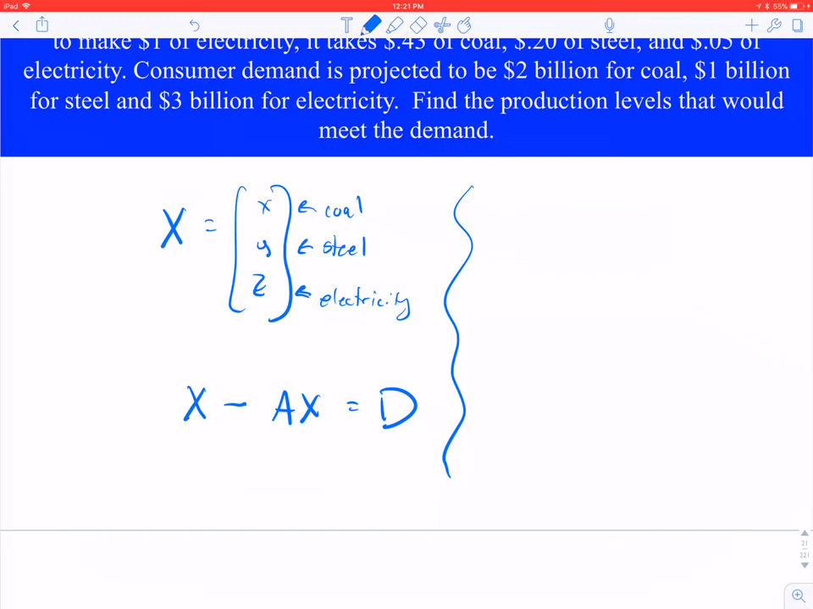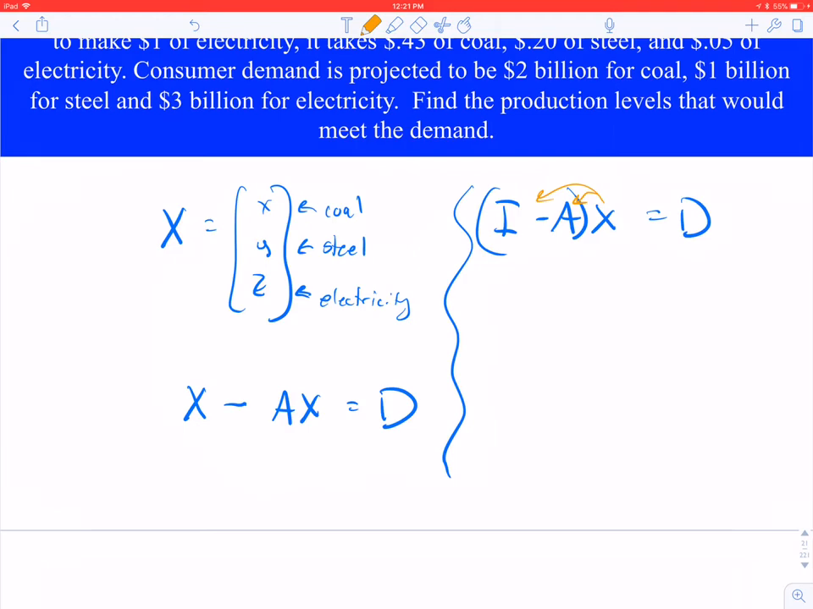Okay, so then if we use our matrix operations to solve for X, we can factor out the X in the following way. We can say I minus A times X equals D. Now notice I kept the X on the right, because the order of multiplication is important in matrices. So that's why I moved it to the right.